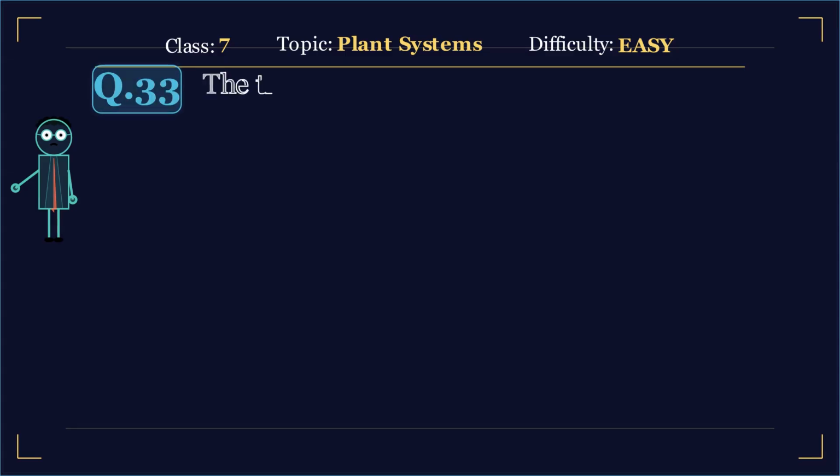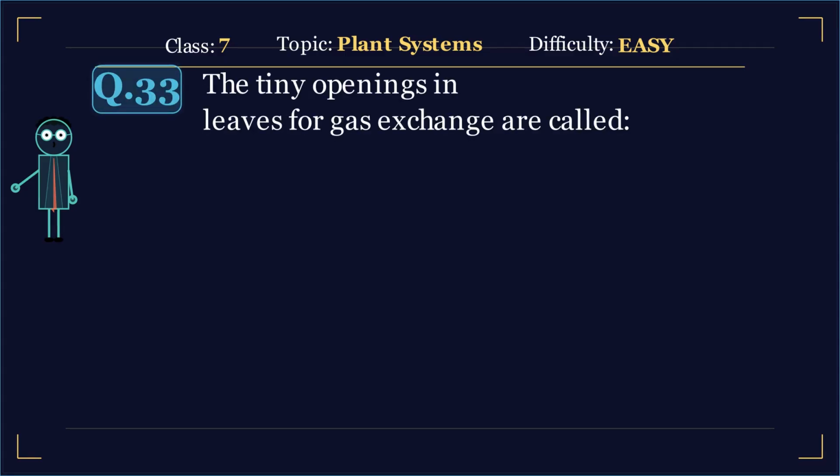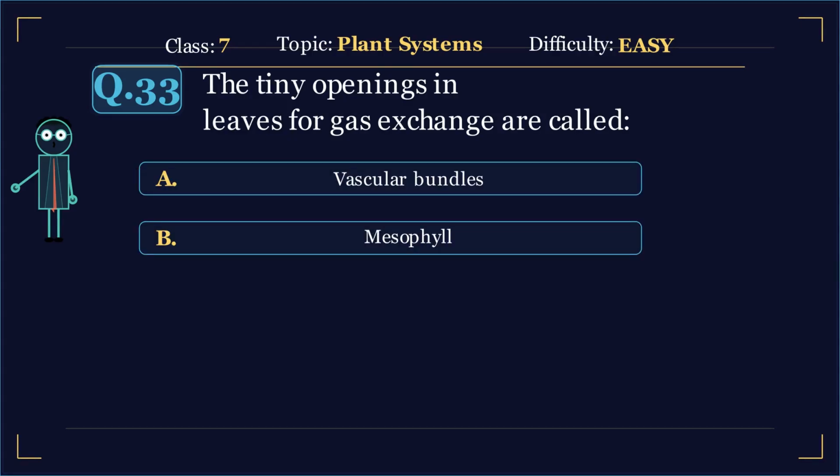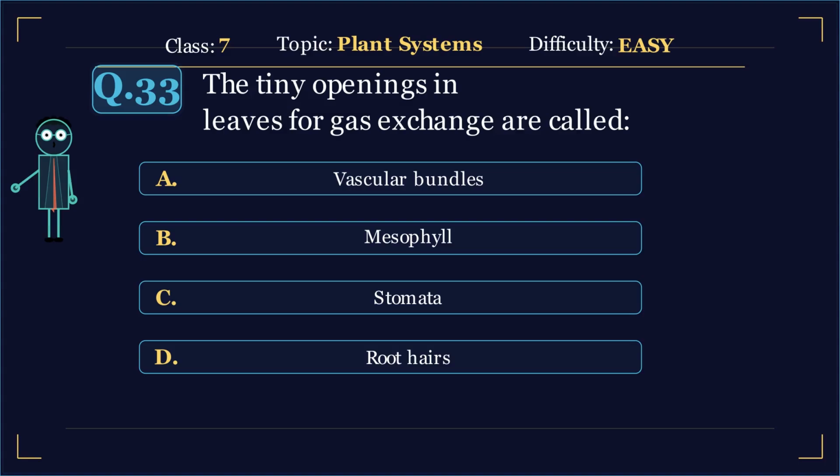Question 33. The tiny openings in leaves for gas exchange are called. Option A, vascular bundles. Option B, mesophyll. Option C, stomata. Option D, root hairs.